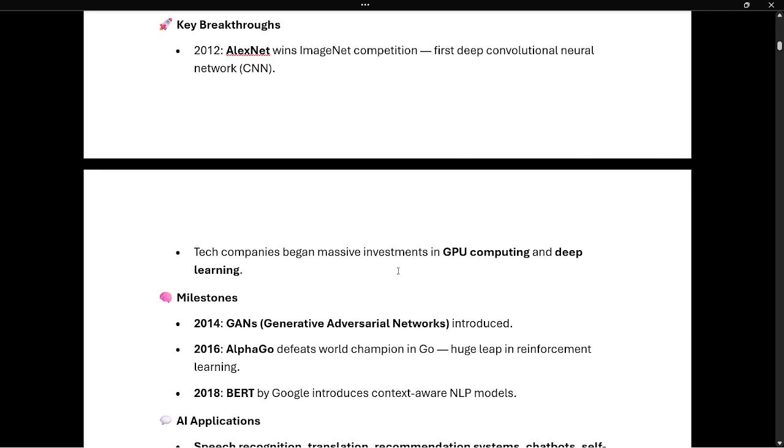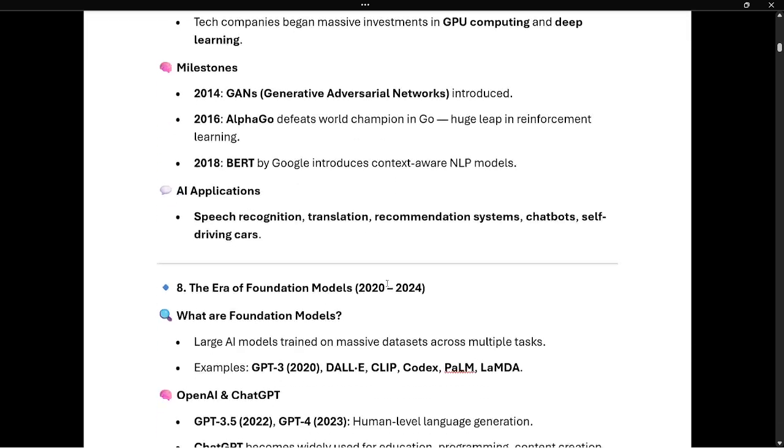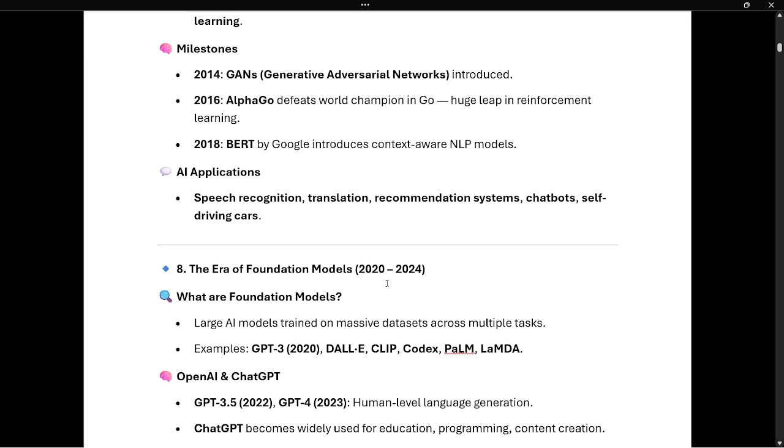So what are the milestones achieved in 2010 to 2014? GAN, Generative Adversarial Networks, was introduced. Then AlphaGo defeated the world champion in Go. Then in 2018, BERT came into the picture, introduced by Google as a context-aware NLP model. Then AI applications: speech recognition, translation, recommendation systems, chatbots, self-driving cars.